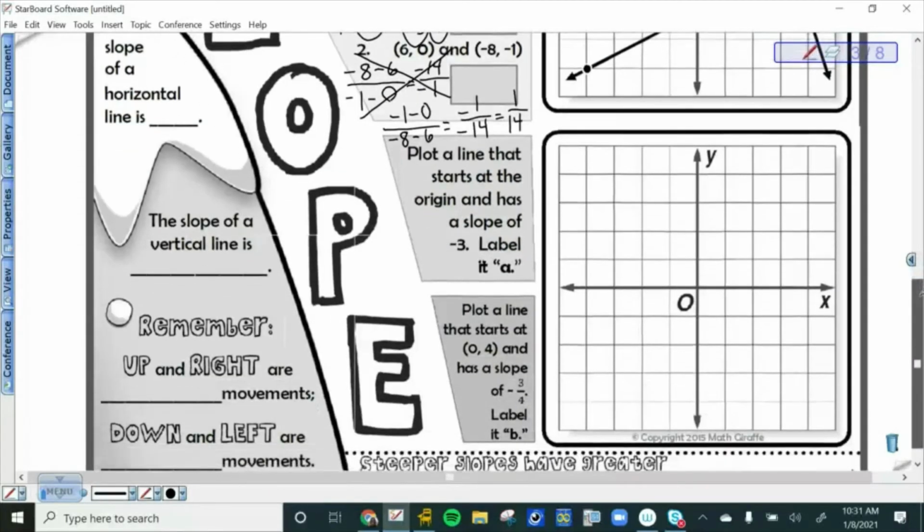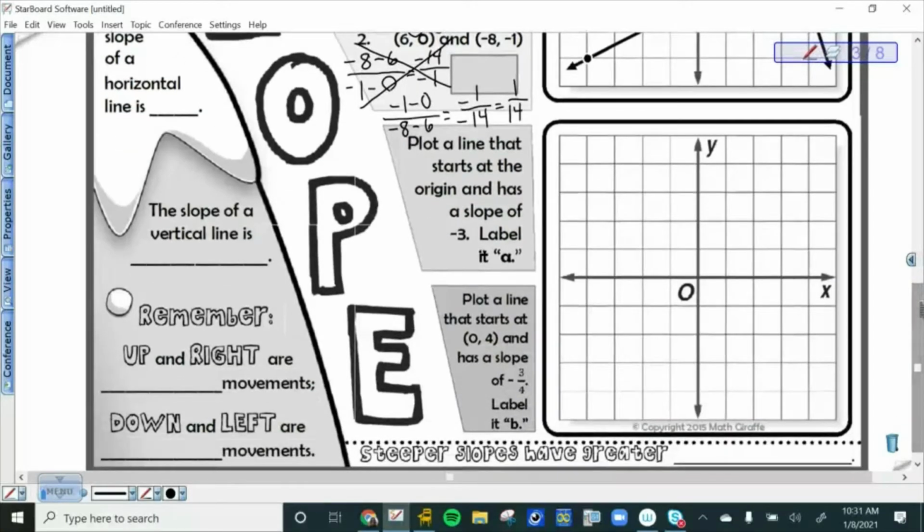Let's go on to this next piece. So we're going to plot a line that starts at the origin and has a slope of negative 3. And we're going to label that line A. So where is the origin? What are the coordinates of the origin? 0, 0. So that's going to be right here, right in the center where it says O. So origin is right there.